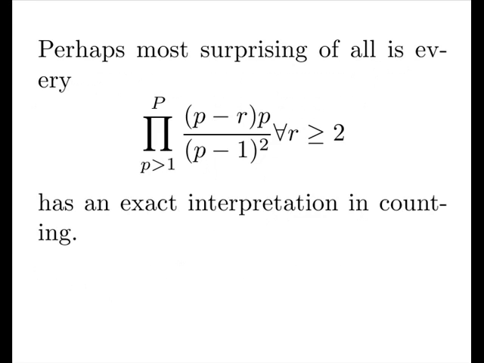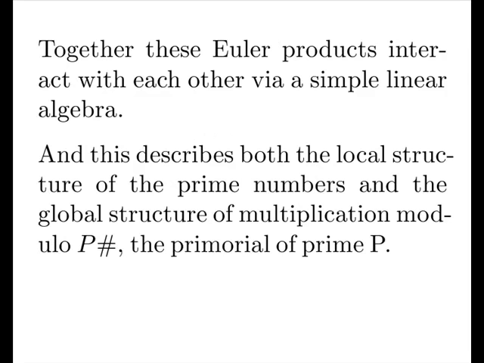Perhaps most surprising of all is every such Euler product, for any difference greater than 1, has an exact interpretation in counting. Together, these Euler products interact with each other via a simple linear algebra. And this describes both the local structure of the prime numbers and the global structure of multiplication modulo p pound, the primorial of prime p.